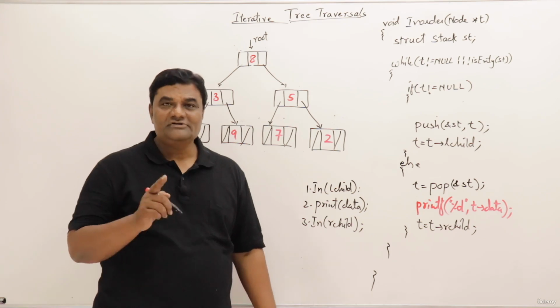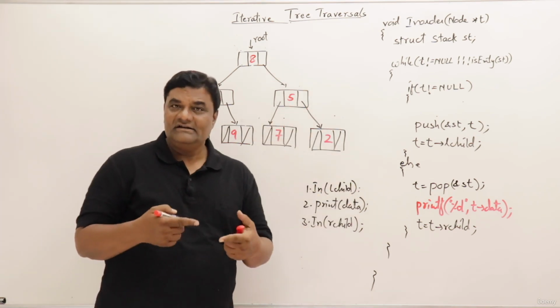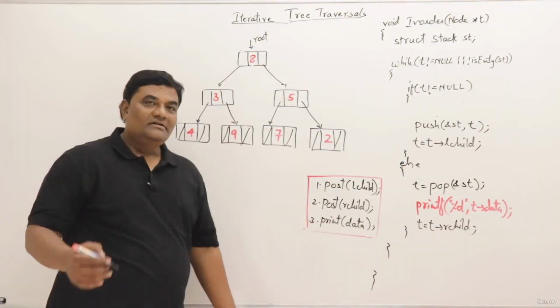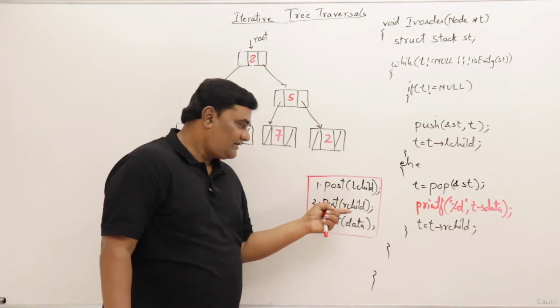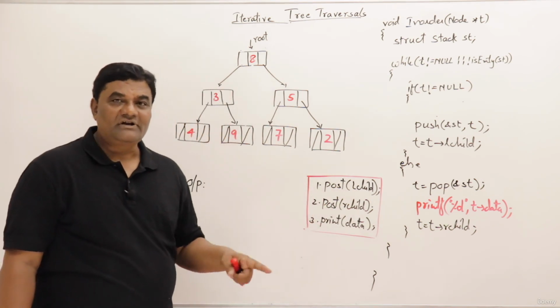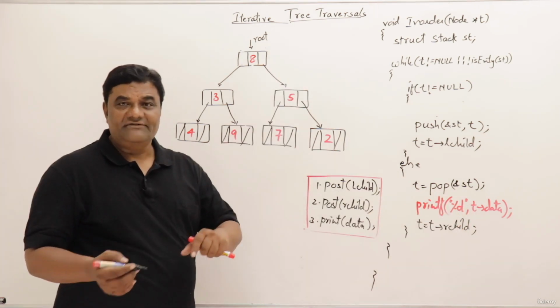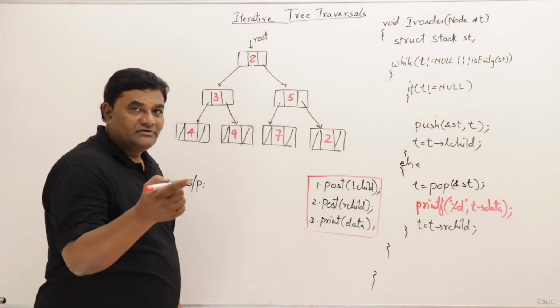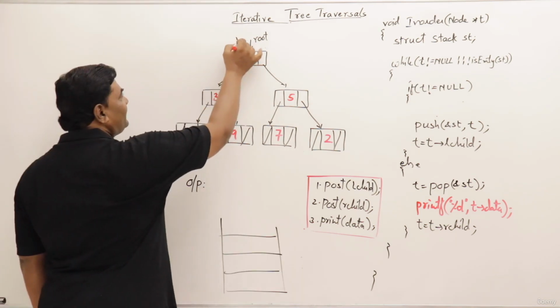Now post-order. Post-order is a little complex, so I'll keep the same code. Let us see post-order. Post-order says first go to the left child, then the right child, then print the data. Go to left also, right also, which means you should not print here. After finishing both left and right, we should print. So let us take a stack and trace this one. I'll take a stack and start from here.